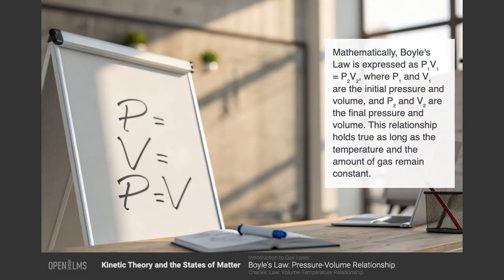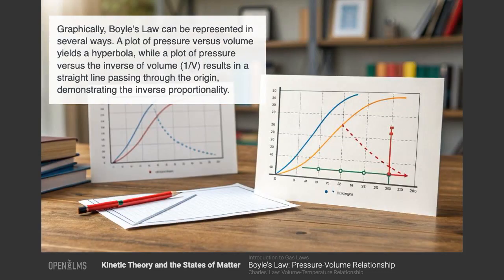Mathematically, Boyle's law is expressed as P1V1 equals P2V2, where P1 and V1 are the initial pressure and volume, and P2 and V2 are the final pressure and volume. This relationship holds true as long as the temperature and the amount of gas remain constant. Graphically, Boyle's law can be represented in several ways. A plot of pressure versus volume yields a hyperbola, while a plot of pressure versus the inverse of volume, 1/V, results in a straight line passing through the origin, demonstrating the inverse proportionality.